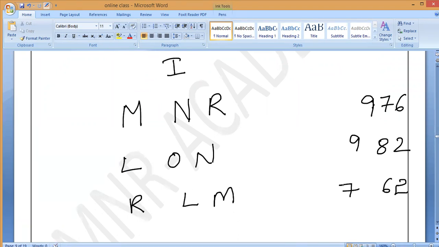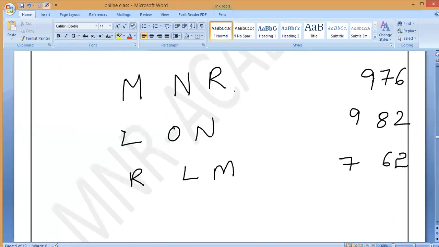What is the code for each? You find it now. N is 9. L is 2. M is 6, wrong. M is 7.